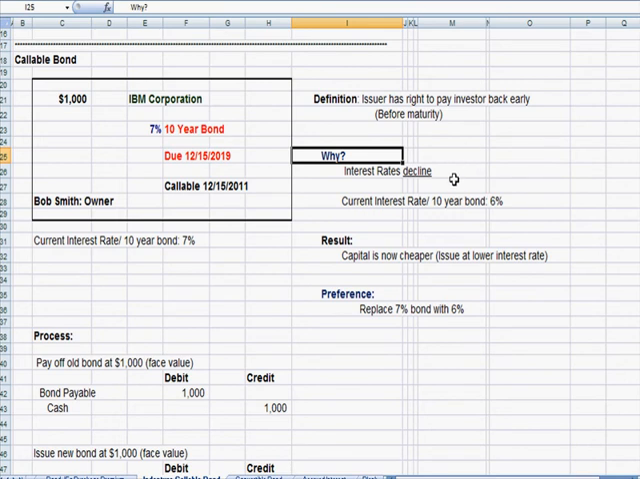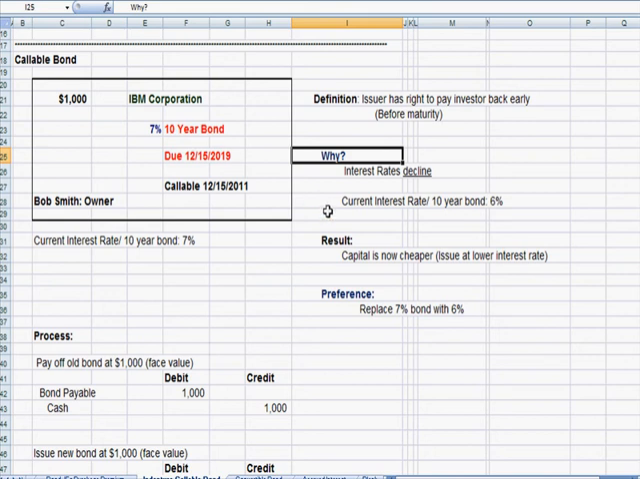Let's assume that interest rates decline. So now instead of IBM and companies like it issuing 10-year bonds at 7%, they can now issue 10-year bonds at 6%. Well, obviously that 7% bond is more expensive than the current interest rate environment. This is why we had people refinancing home loans when interest rates go down, because now they can borrow at a cheaper rate. It's all about lowering the cost of borrowing, whether you're a company or a homeowner.